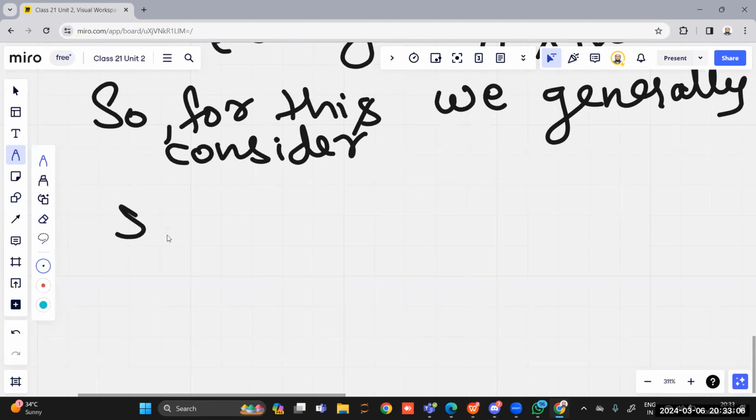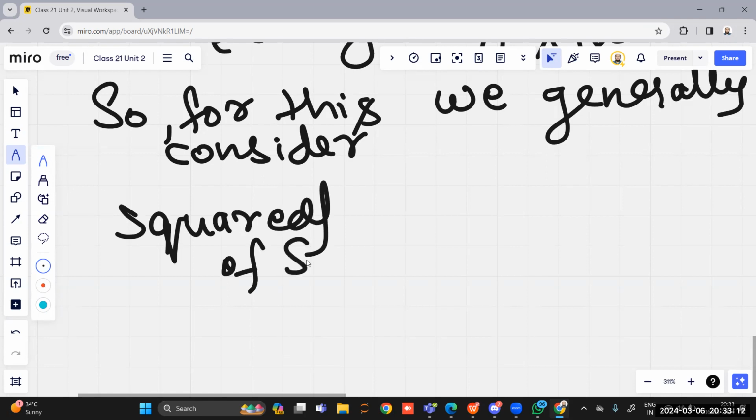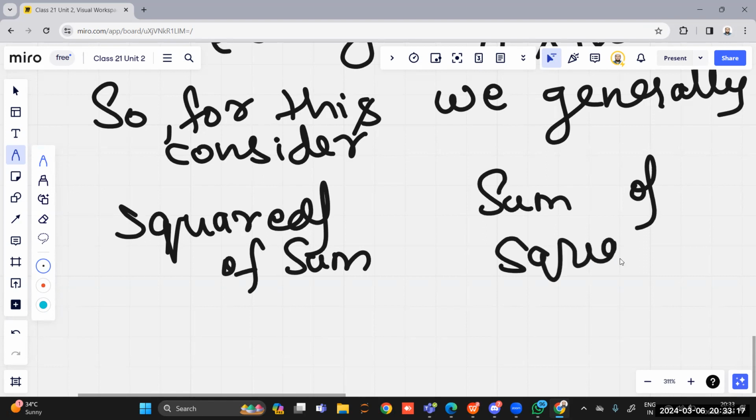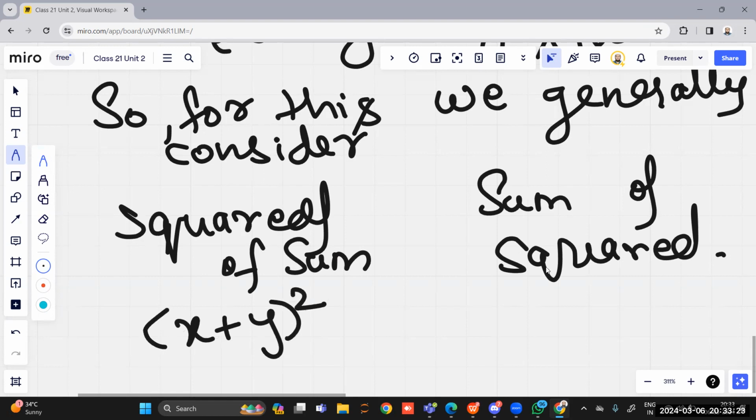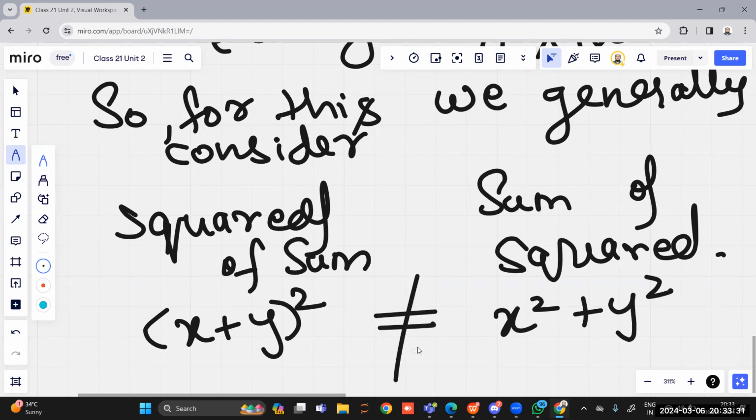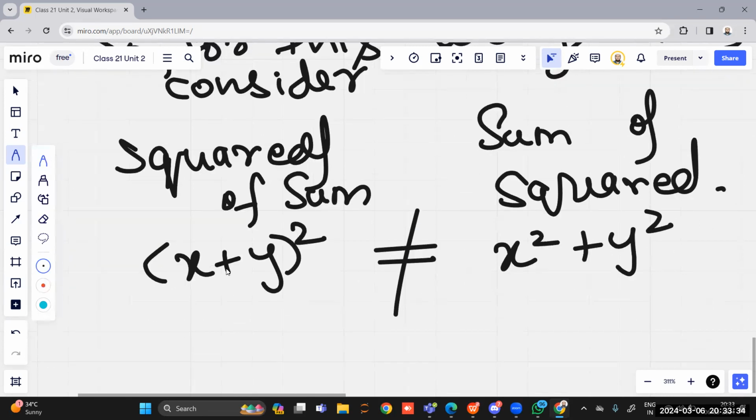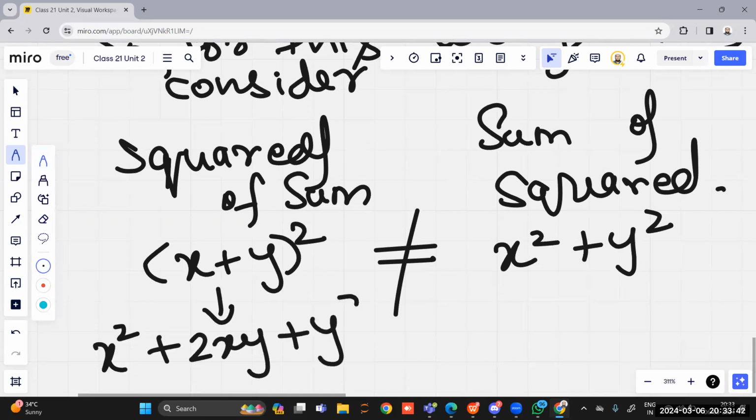One is this one. You know the difference between square of sum and sum of square. There is a difference. Square of sum means we have to square the sum, and sum of the square means we have to sum the squared ones. This is the big difference, and they are not equal. You know that, right? They are not equal, because the expansion of this, as you have seen in mathematics, is x square plus 2xy plus y square. So this term is missing here. Therefore, they are not equal.